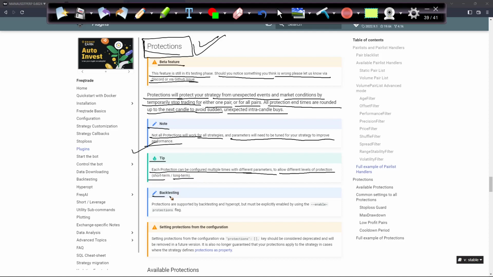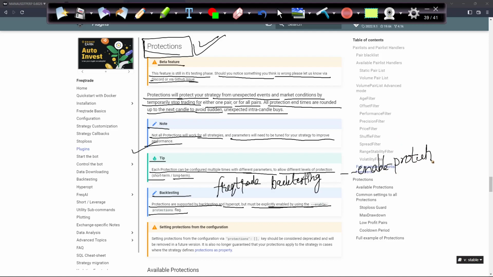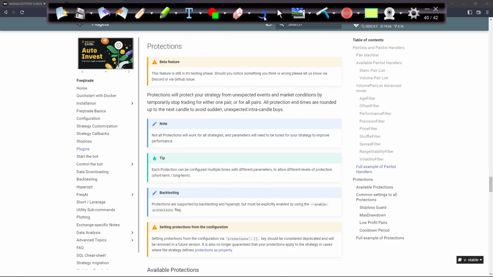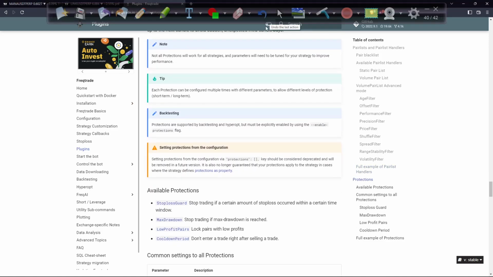All right. Now in backtesting, protections are supported by backtesting and hyperopt, but must be explicitly enabled by using the enable protections flag. So if you are backtesting with Freqtrade backtesting, you have got to enable this flag. Okay, enable protections, then it will use all those protections you will define. Okay, and you can define different levels of protection for short term and long term trading.